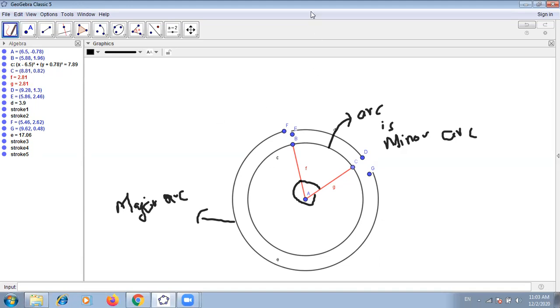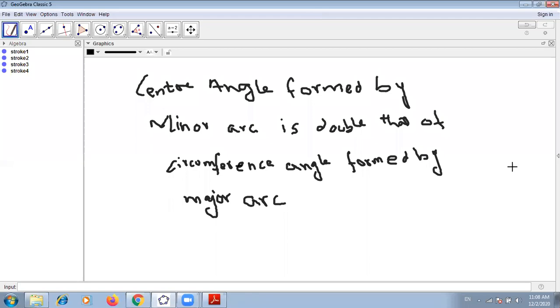Now I'm going to start the new chapter and its first theorem. Our first theorem is: the center angle formed by a minor arc is double that of the circumference angle formed by a major arc. We already know what a minor arc is and what a major arc is. I'll show you in a figure the relationship between these two, but we have to remember this statement.